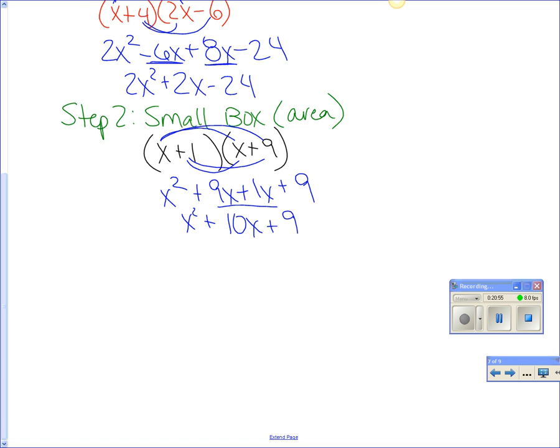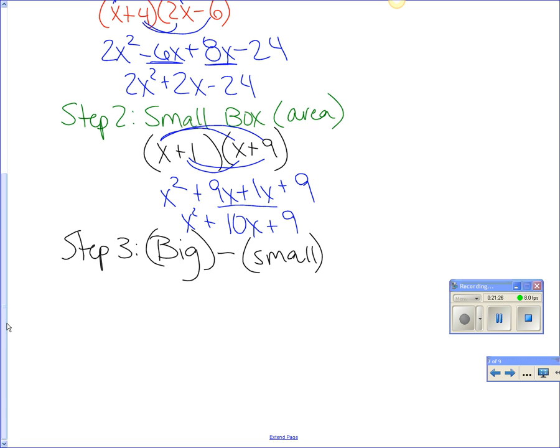Okay, the last step. So this is a 3-step problem. The last step is to do the big box minus the small box. We're going to take the big box and we're going to take away the small box. That's how we're going to be left with the shaded region.